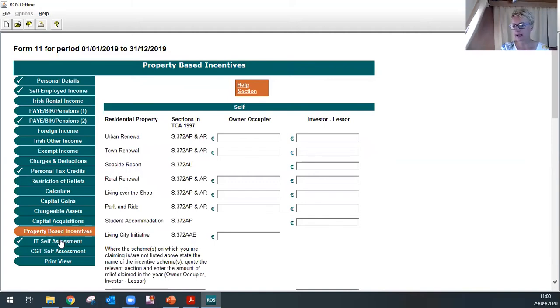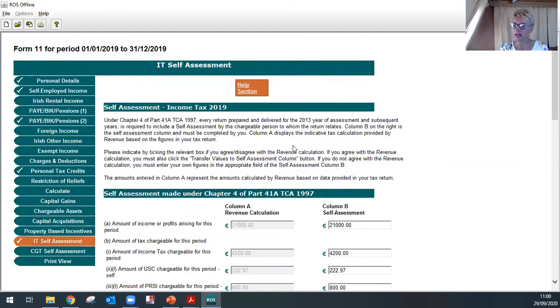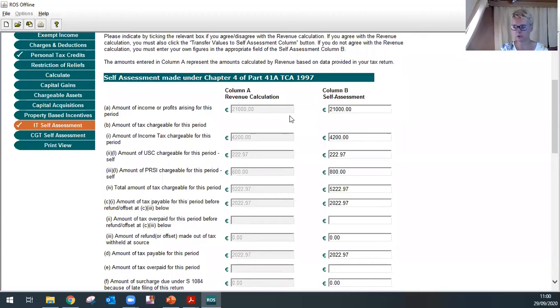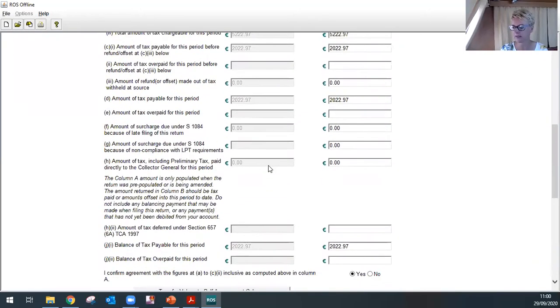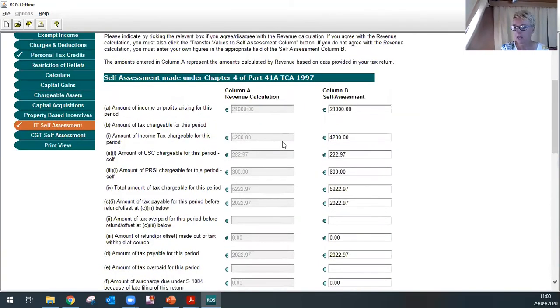And the next one is IT self-assessment, a very important one. This is when your final figures are pulled in from the system, dividing your tax liabilities into components and specifying the final tax to be paid. The system will automatically calculate column A, as per the Revenue calculation. So your total income, your total tax liability, your universal social charge, your PRSI, total of the taxes due, then after the deduction of tax credits available, this is the amount of tax that Kate needs to pay.